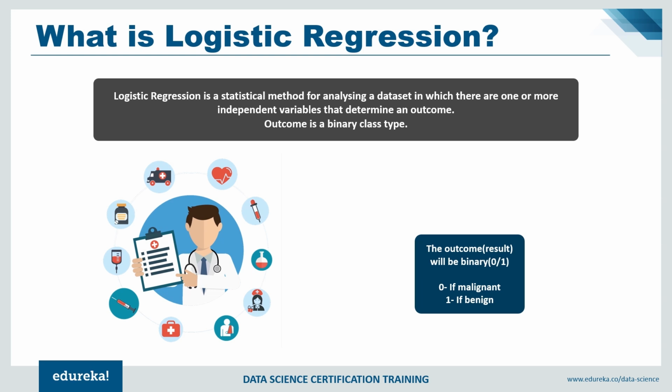Now, logistic regression is a statistical method used for analyzing a data set in which there are one or more independent variables like we discussed, like the sugar level, blood pressure, age, skin width, the previous medical history, and the output is of binary class type.